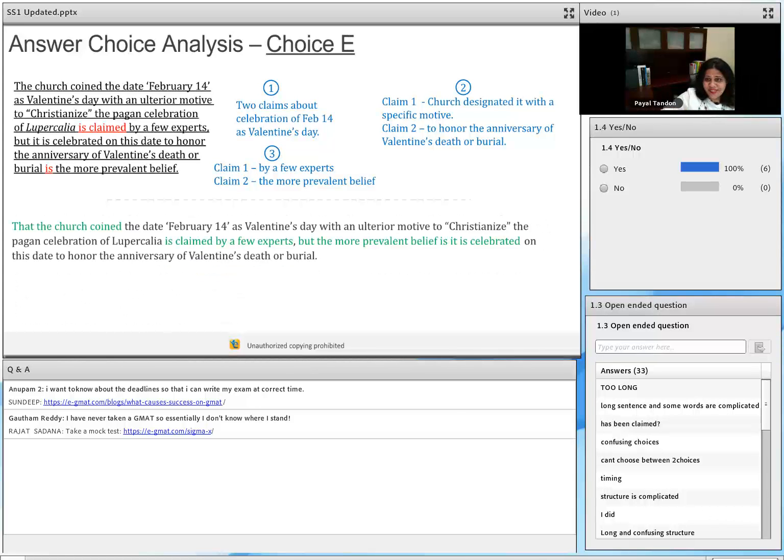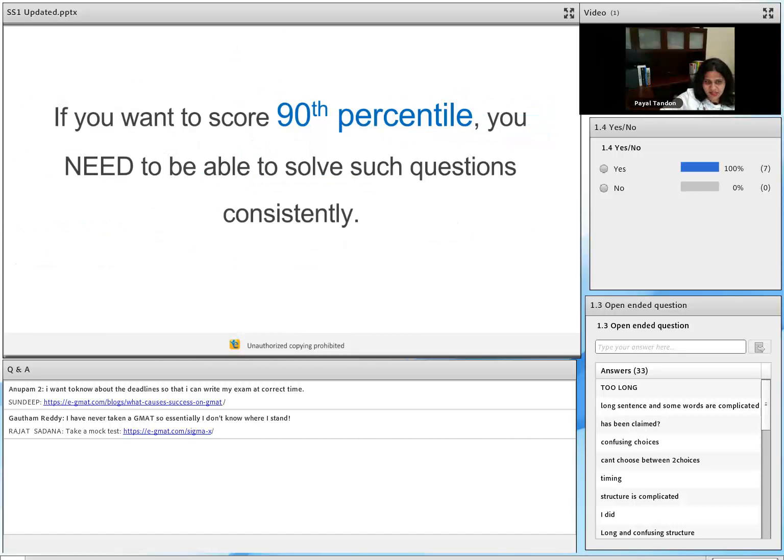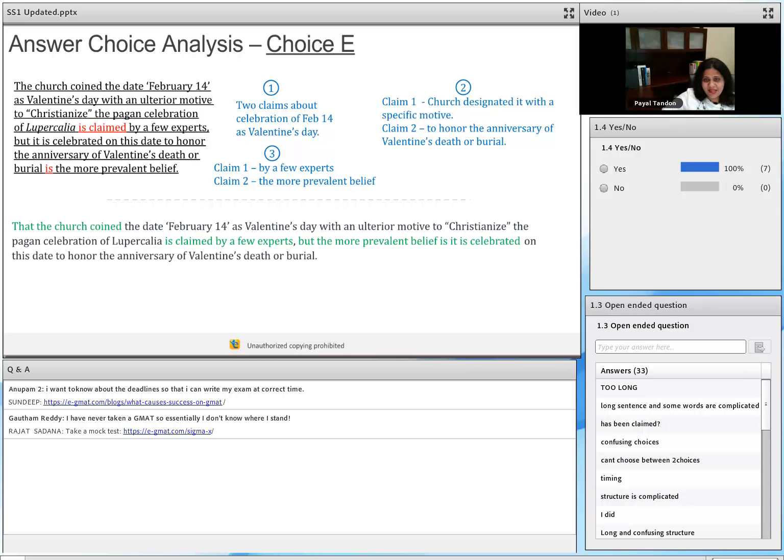Okay, now choice E, which was selected by very few people, is indeed the correct answer choice. Okay, that the church coined the date as Valentine's Day with an ulterior motive is claimed by a few experts, but the more prevalent belief is that it is celebrated on this date. Okay, so choice E is the correct answer.